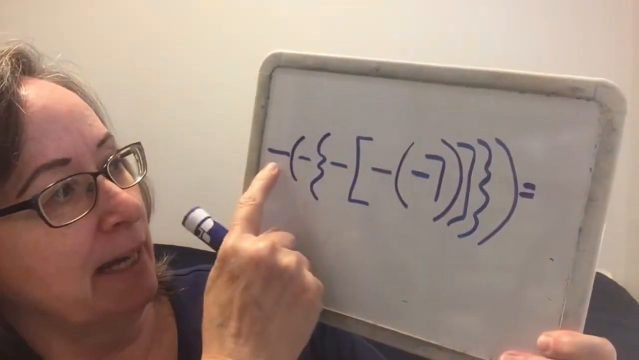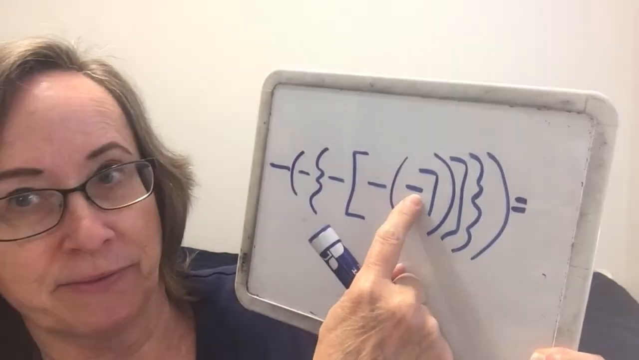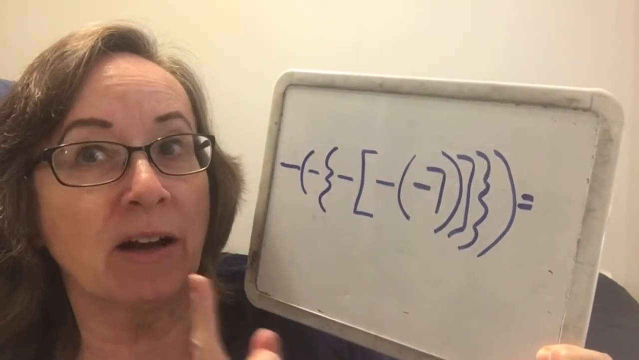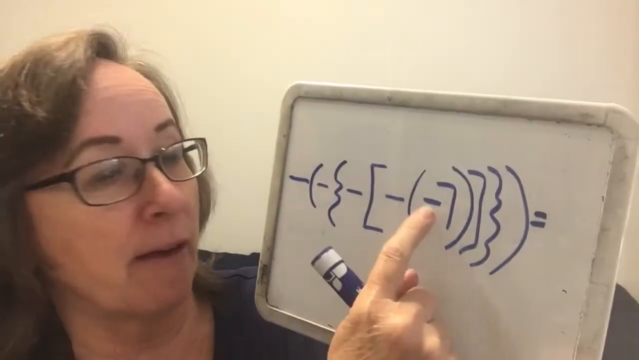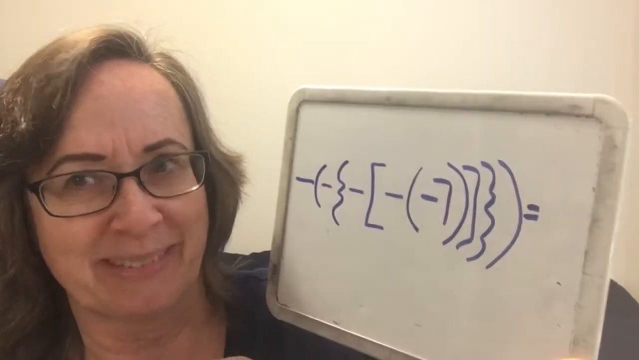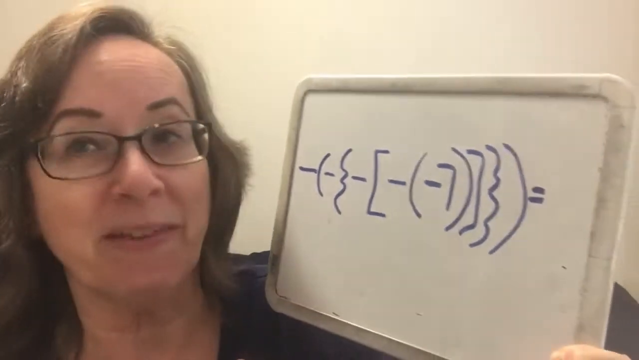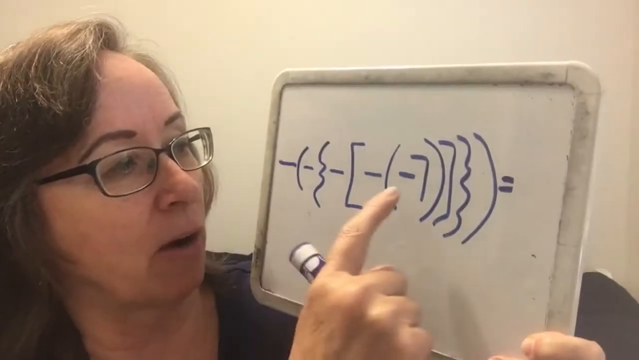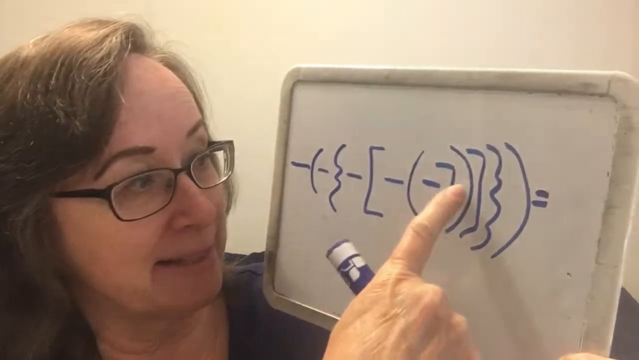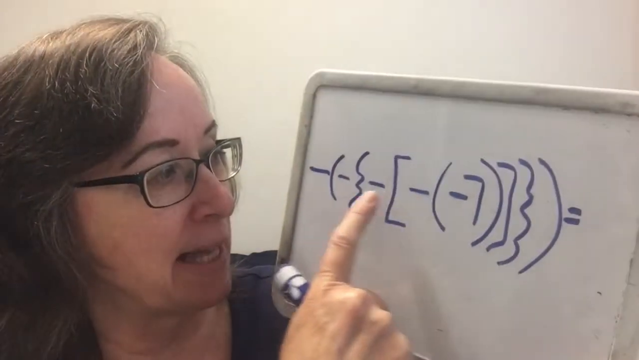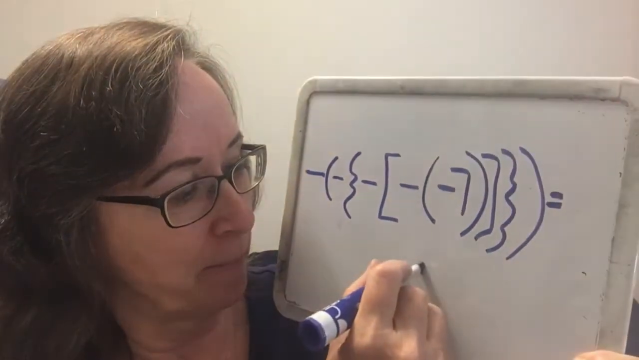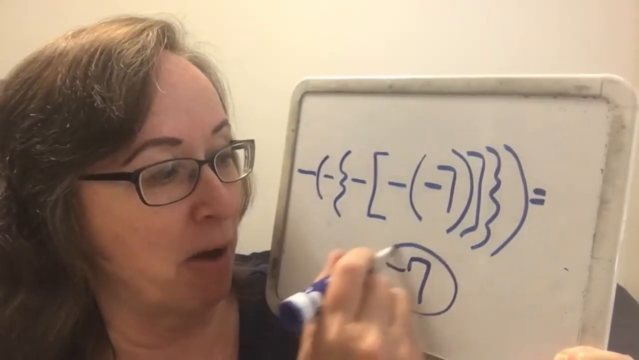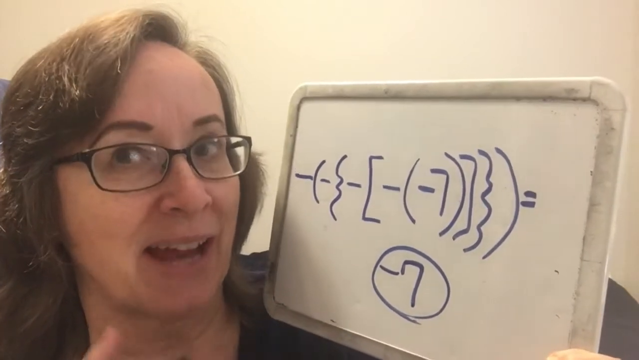So, here we have an example. We have negative, negative, negative, negative, negative 7. We're going to read it as the opposite of the opposite of the opposite of the opposite of the opposite of 7. That gets very wordy, so let's just learn how to do it. We start with 7, negative 7, positive 7, negative 7, positive 7, negative 7. That's one way to do it: just count backwards and flip from positive to negative every time.